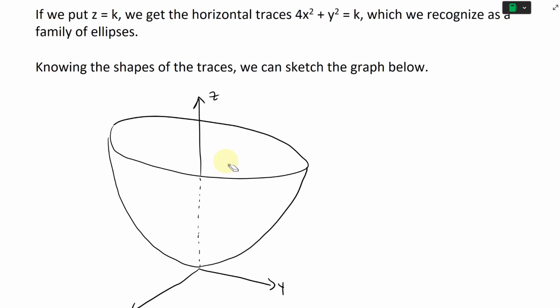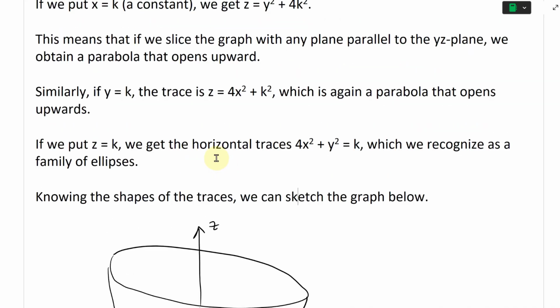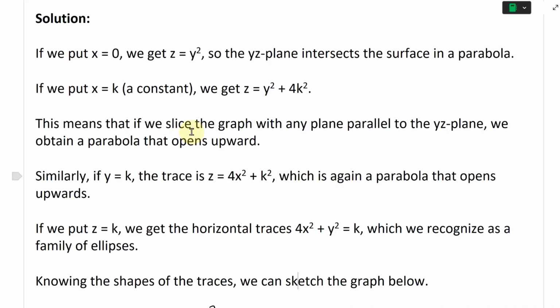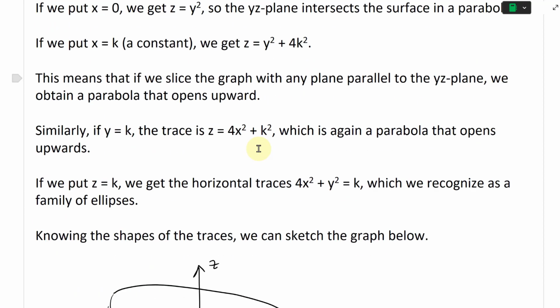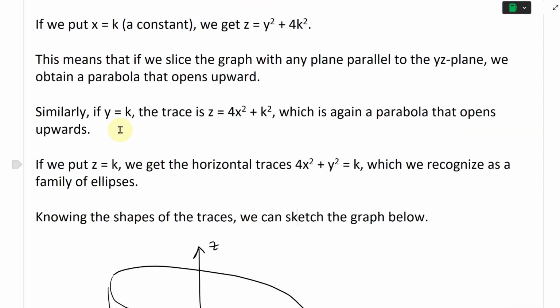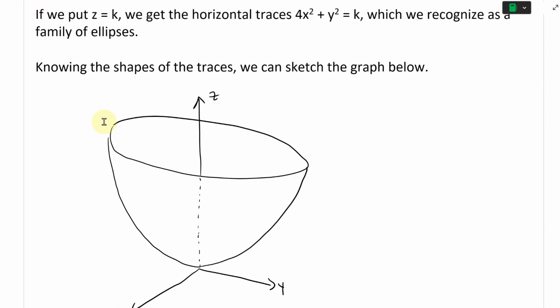All right, so that's already in our shape there, so I'll just ignore that. And so the next one is right here. If we have x equals k, well, before we even get that, this part right here is going to be z equals y squared and x equals 0.